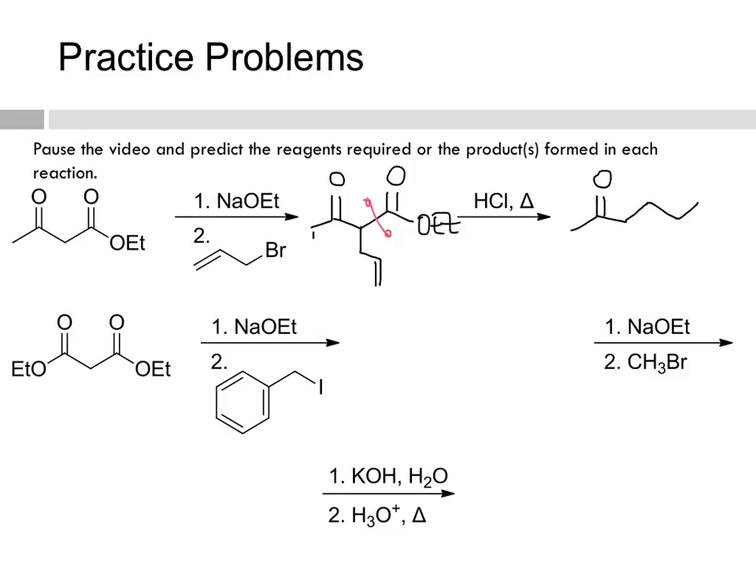So if we number the carbons, we've got a 6-carbon chain and a double bond between carbons 5 and 6.